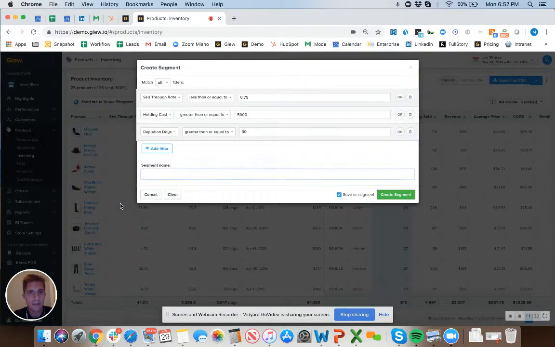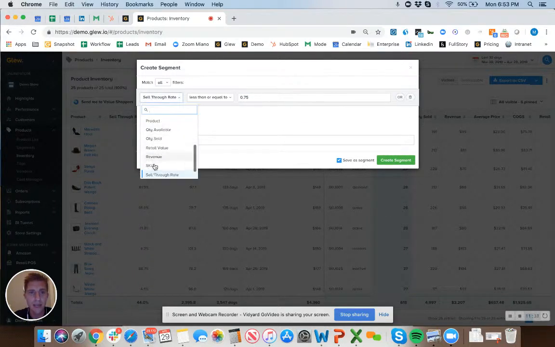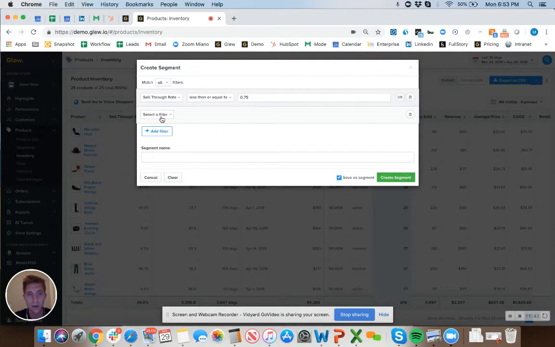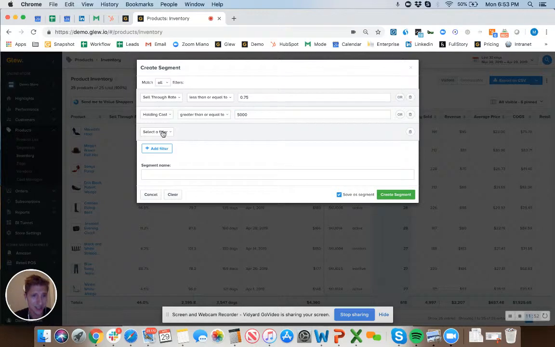So create a segment, and let's say my sell-through rate is less than or equal to 75%. I'm only turning over 3/4 of my stock in the past 30 days, because of the date picker. Let's say my holding cost is greater than or equal to, arbitrarily, 5K. That's when I start getting nervous about having too much product on hand, or I'm not comfortable having that much cash locked up in anything. And then maybe my depletion days is greater than or equal to 30. Or because my lead time's 30 days, I'm okay with a depletion day of 30 days too. Send to value shoppers, right?